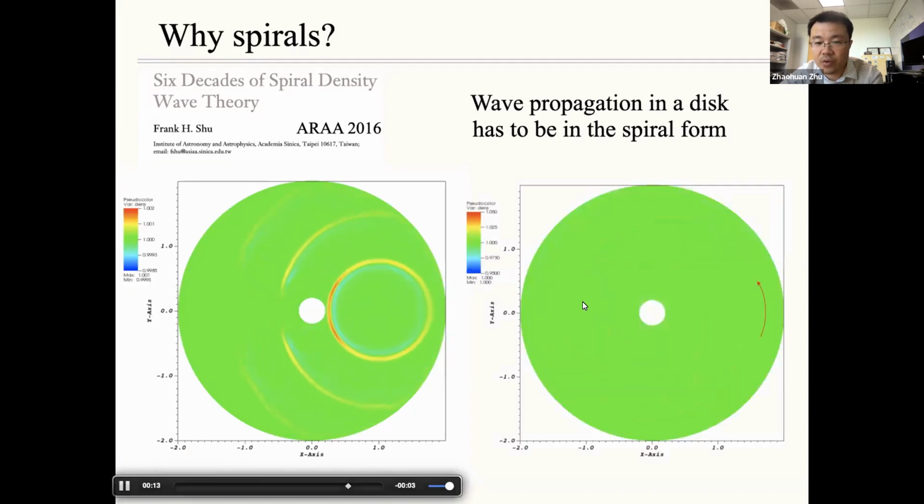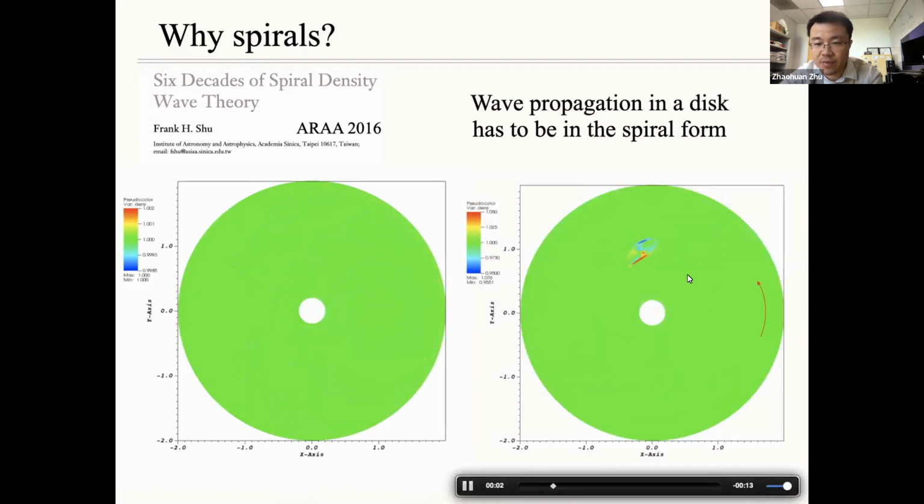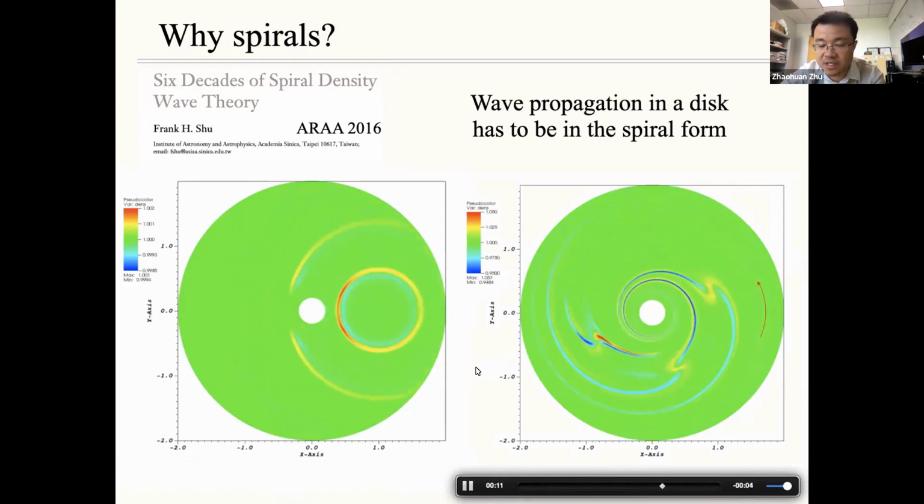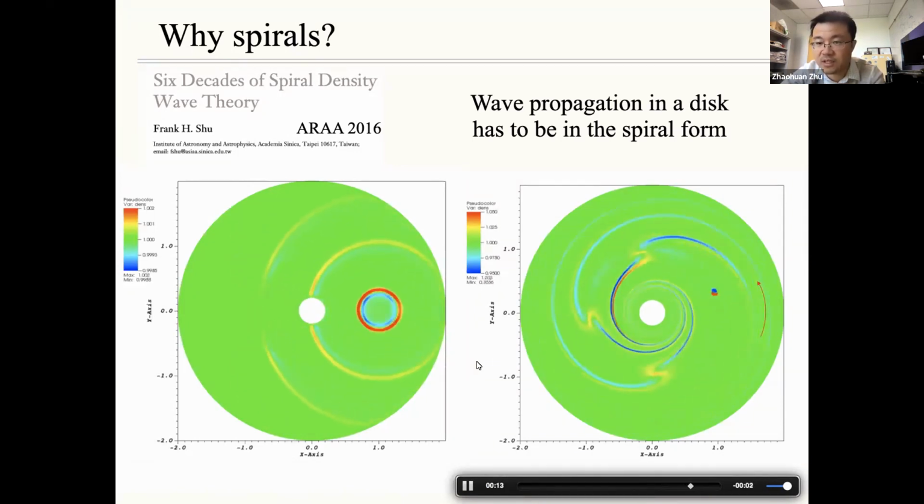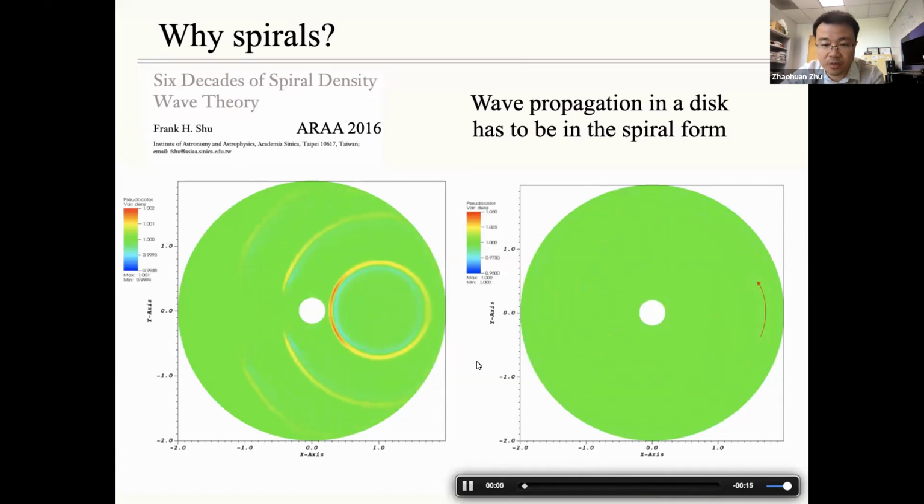These are spherically propagating ripples. But in a Keplerian rotating disk, if you do the same thing, the perturbation will quickly become a spiral shape. This is because the perturbation will first orbit around the central star at Keplerian speed, and then the waves propagate in and out at some speed. But due to the Keplerian shear, these waves will quickly be sheared into spiral form. So no wonder we have spirals in disks, because this is the only form allowed in disks to propagate.